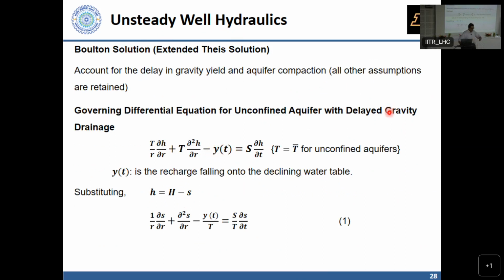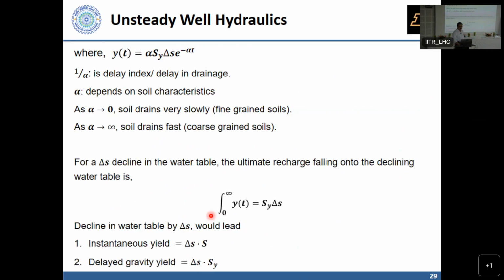So as the water table falls, all the water is not instantly available for us to pump out. Some of it is going to be available, or is going to actually recharge the aquifer, as the water table is falling. Okay. So we have to say something about what y of t is going to be. We'll again substitute for drawdown capital H, small s, which is capital H minus small h. We'll get an equation of this nature. And now we have to say something about how to model this part over here to account for delayed yield. Okay. And one model that is suggested by Bolton is this.